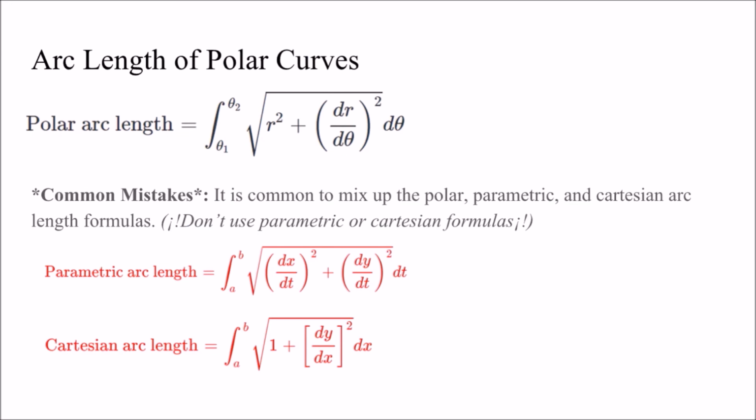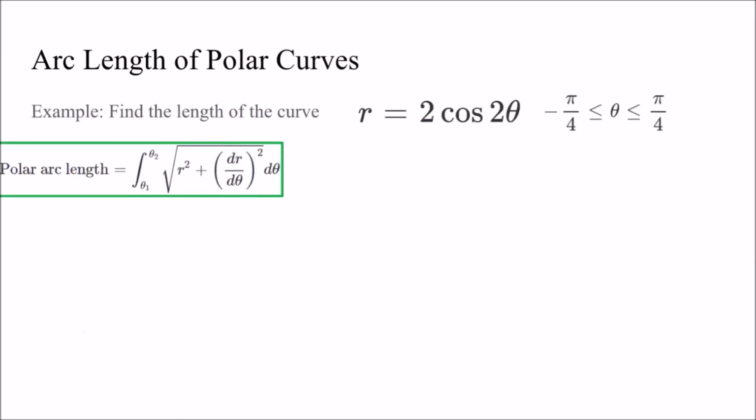An example for polar arc length: find the length of the curve r equals 2 cosine of 2 theta from negative pi over 4 to pi over 4. We need to find dr d theta. We find this by simply differentiating r equals 2 cosine of 2 theta to get dr d theta equal to negative 4 sine of 2 theta.